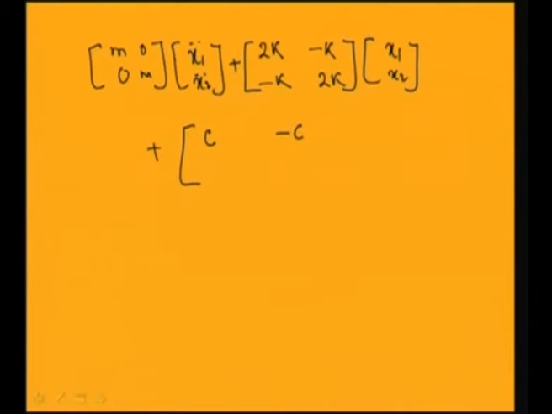k1 plus k2 becomes 2k, and this is minus k2, so minus k, and this is minus k, and k2 plus k3 becomes 2k, and this becomes x1 x2. And for the damping case, this becomes c1 plus c2, so as c1 equal to 0, this becomes c, and this becomes minus c, and this is minus c, and this is c, times x1 dot and x2 dot, equal to 0 0. So the equation of motion for this system you can write in this form.